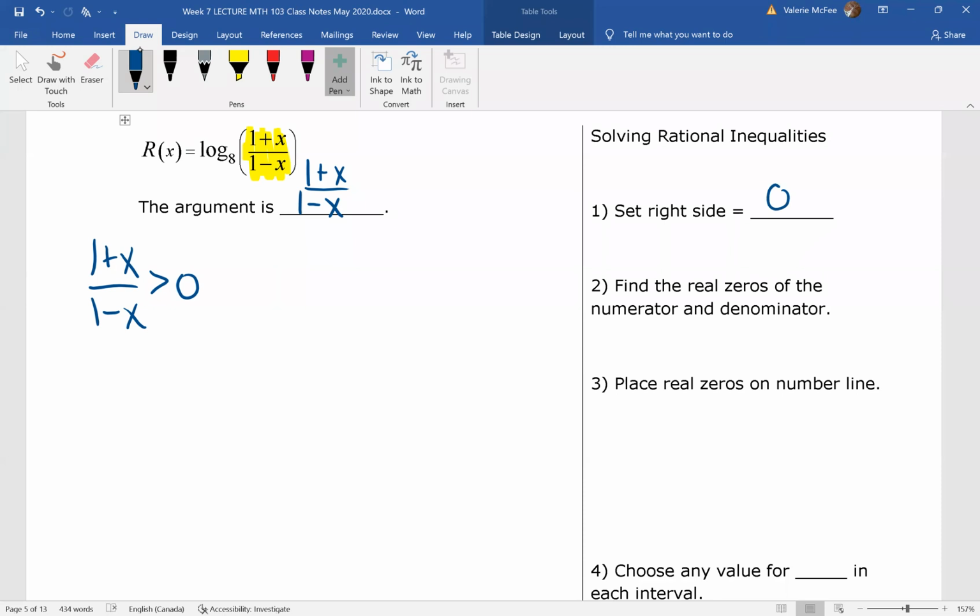We're going to find the real zeros of the numerator and the denominator. Now I know because this is greater than, not greater than or equal, I know that the numerator cannot equal 0. And I'm just going to write that here to remind myself. I know that the denominator can never equal 0.